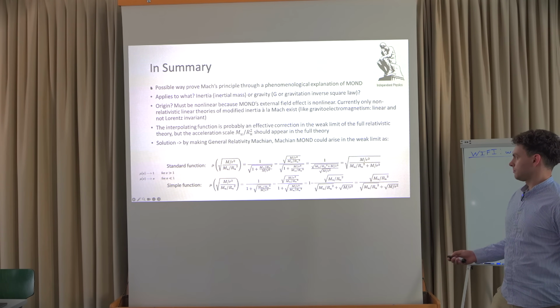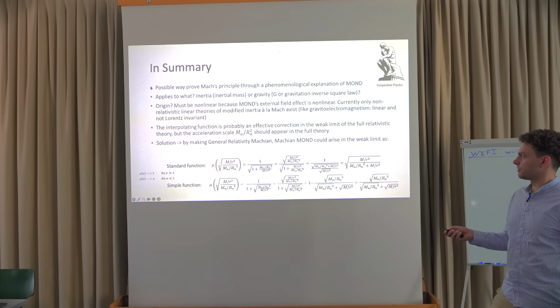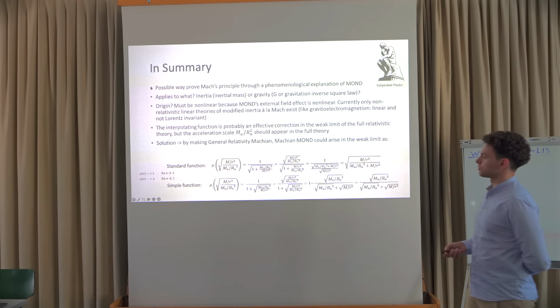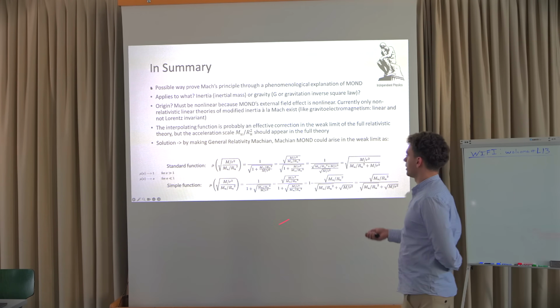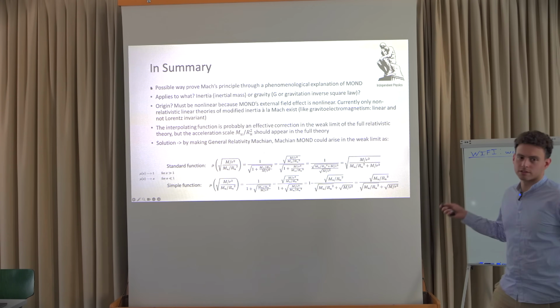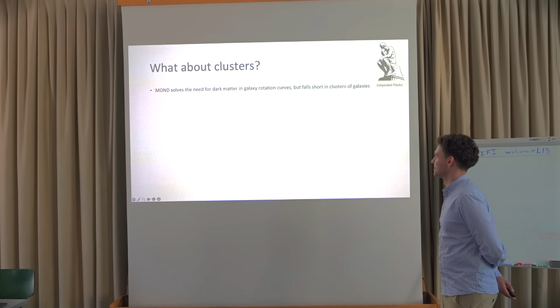And maybe the solution is making general relativity more Machian. I wrote, by doing algebra, all the possible formulations of the interpolating function. These are the two types. They work more or less the same, in case you have found this somewhere and it reminds you about something in your own research.